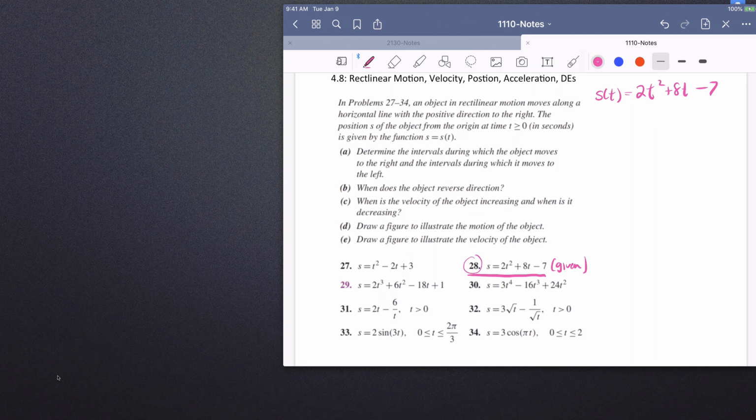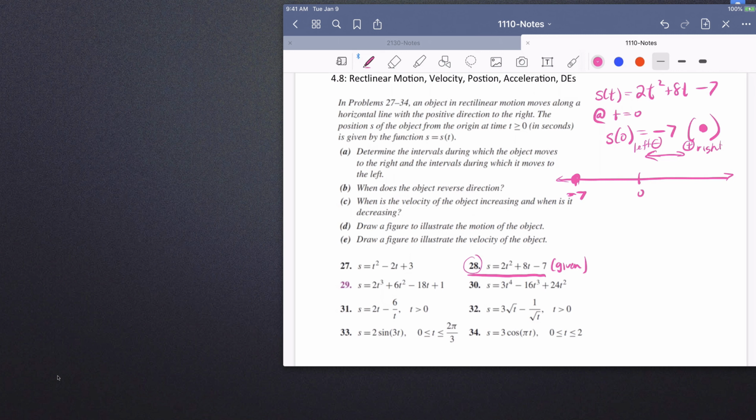So for example, you might notice that at time t equal to 0, our position is equal to minus 7. So we have an object that's moving in rectilinear motion. We'll just call it a dot, and that object will be moving left or right along this line. We can say that left is negative and right is positive, and 0 will be right here in the middle. So at time 0, we have an object that is starting at negative 7 units to the left of 0.